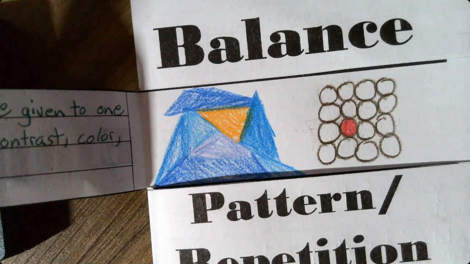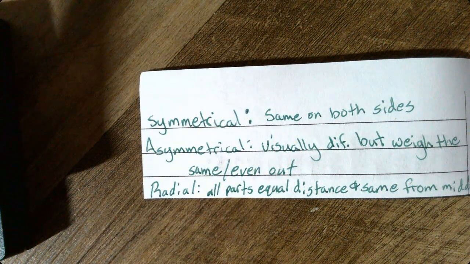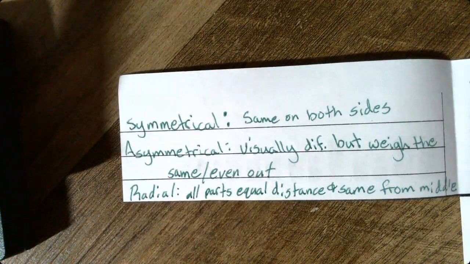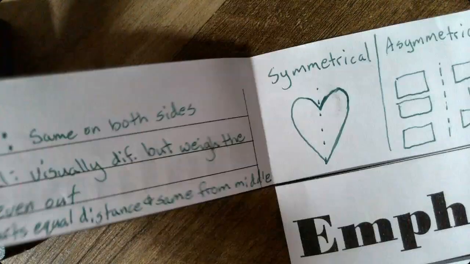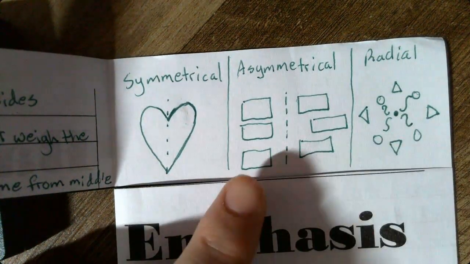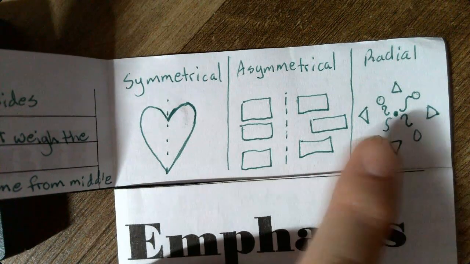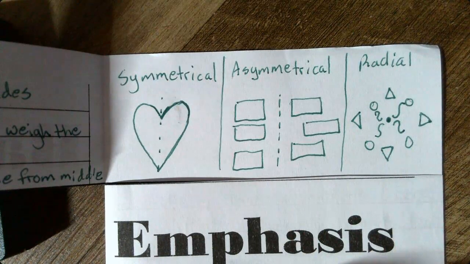So, for balance, you're going to put symmetrical, same on both sides. Asymmetrical, visually different but weigh the same / even out. Radial, all parts equal distance and same from the middle. Then for your examples, you're gonna do a symmetrical, an asymmetrical, and a radial. If you do these little wiggles, you need to make sure that you're very careful about how you draw them so that they make sense if you were to fold it.